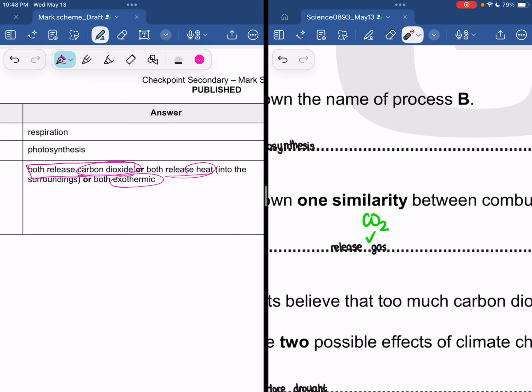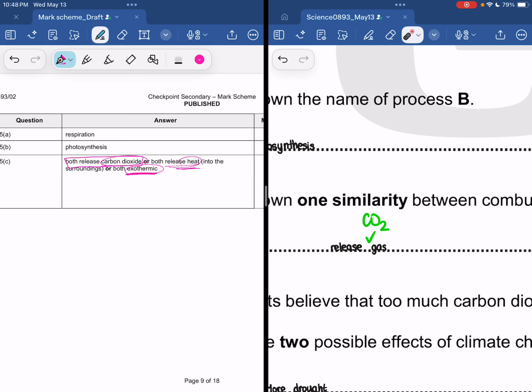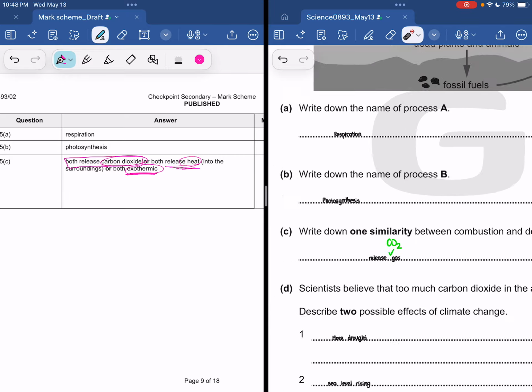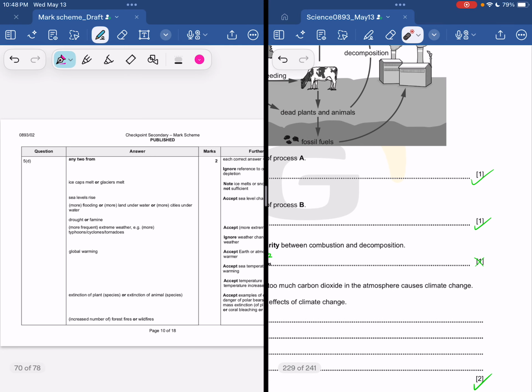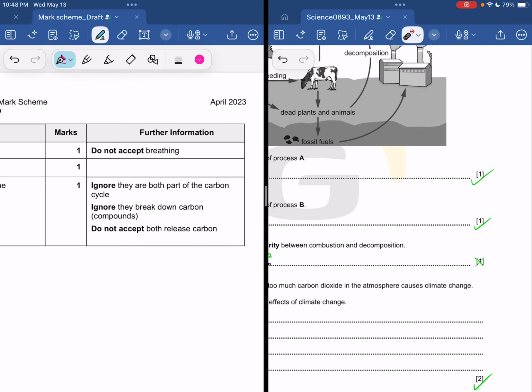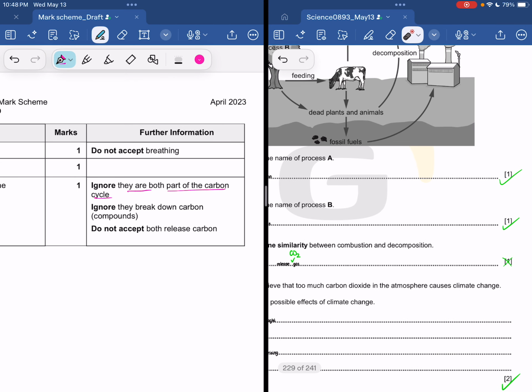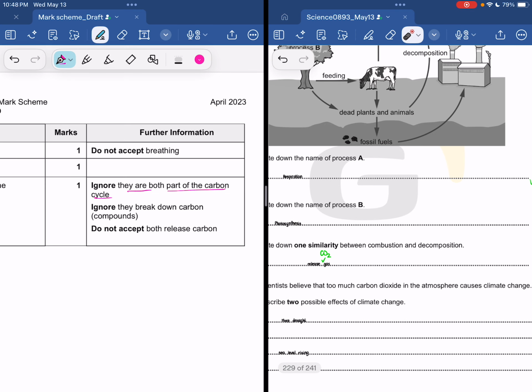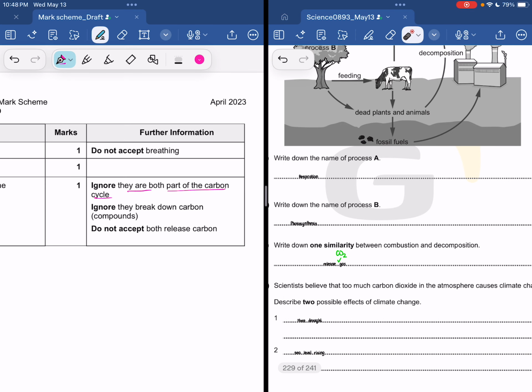I don't think that you focus too much on the exothermic reaction and the heat in your program, so carbon dioxide is good enough. And here, if you just mention they are both part of the carbon cycle, then it's so obvious, right? Then you don't get the point if you just mention something too obvious, too easy to know already. Or if you just mention the breakdown of carbon, it also means the same thing, so you would not receive the mark.